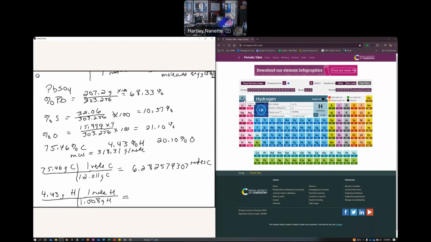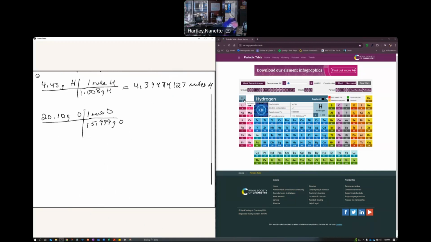4.43 divided by 1.008 gives me 4.39484127 moles of hydrogen, and 20.10 divided by 15.999 gives me 1.25632851 moles of oxygen. So we always write this as a formula, right?